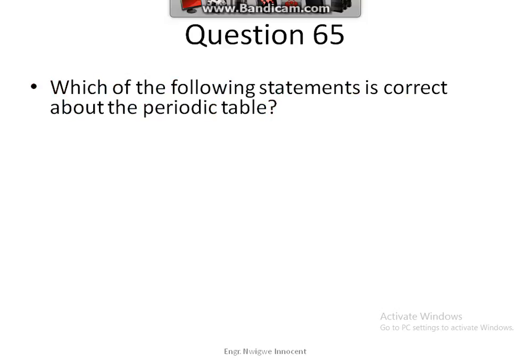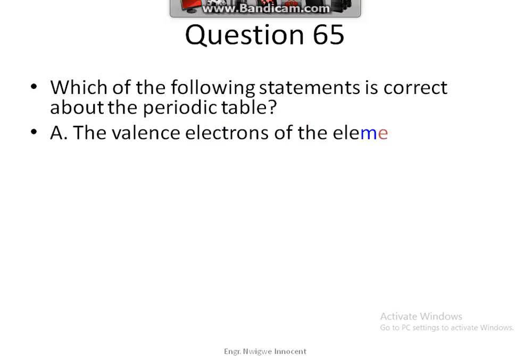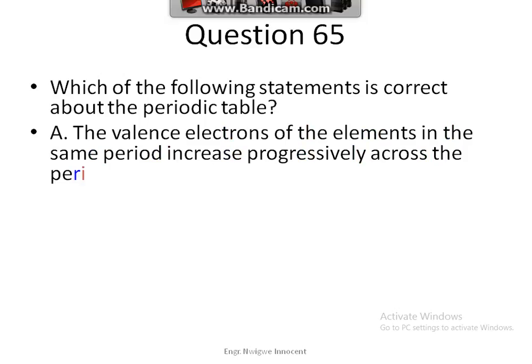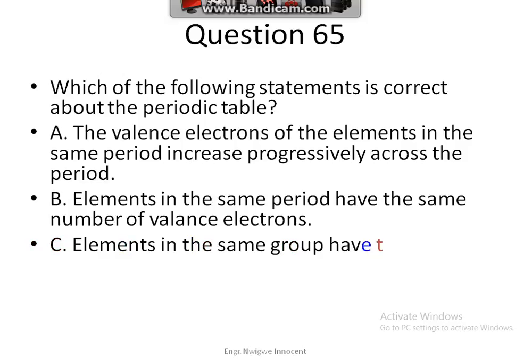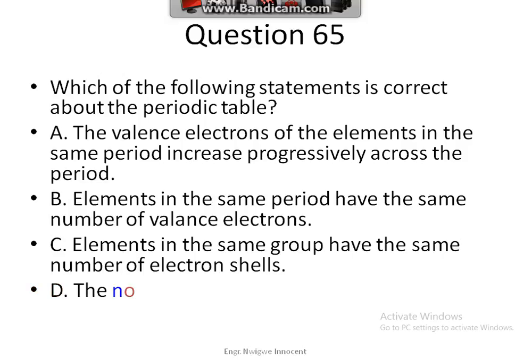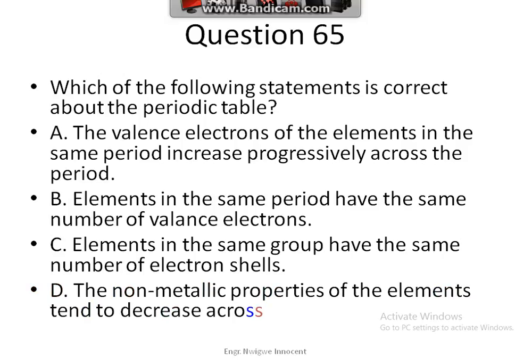Question 65. Which of the following statements is correct about the periodic table? A. The valency electrons of the elements in the same period increase progressively across the period. B. Elements in the same period have the same number of valency electrons. C. Elements in the same period have the same number of electron shells. D. The non-metallic properties of the element tend to decrease across each period.